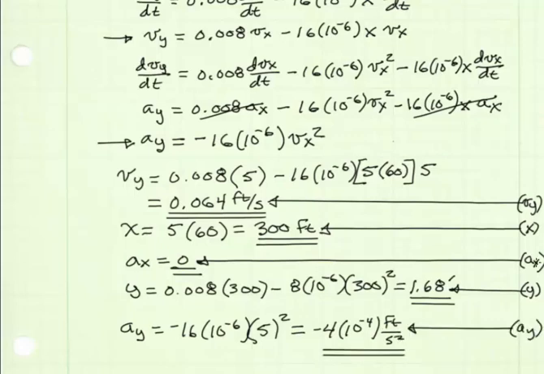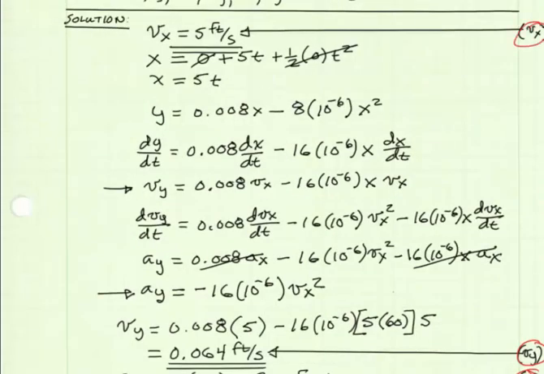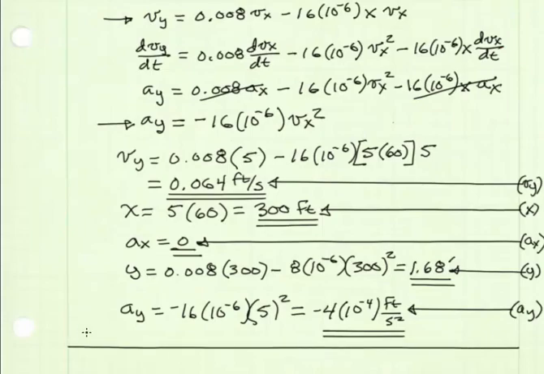So I have my acceleration in the x, my acceleration in the y, I have my x position and my y position, I have my velocity in the y and my velocity in the x. So that finishes my problem.